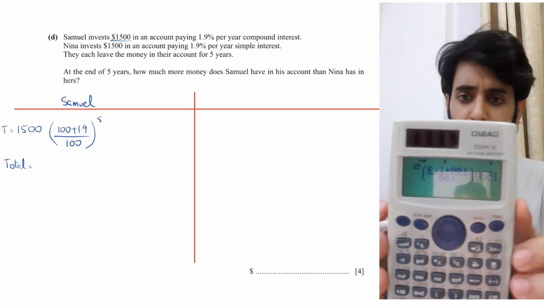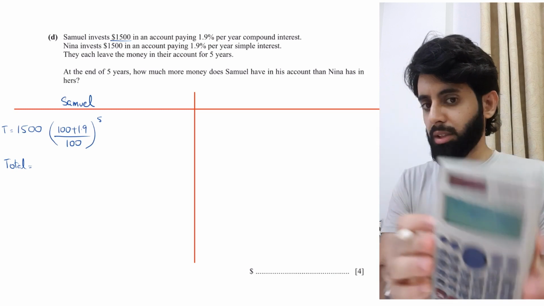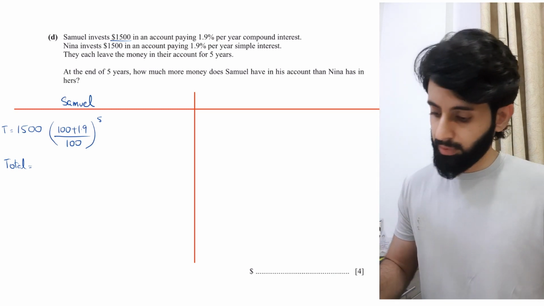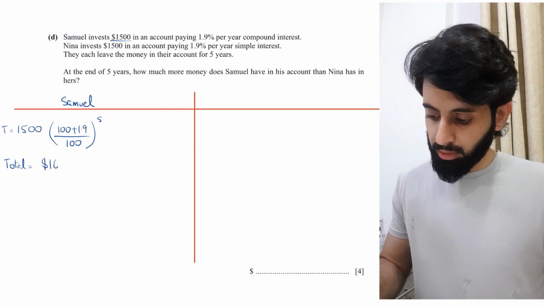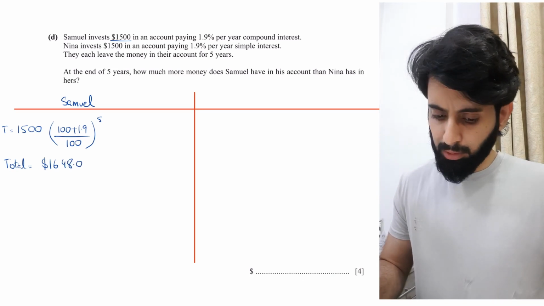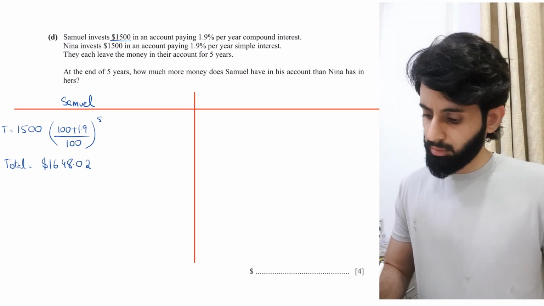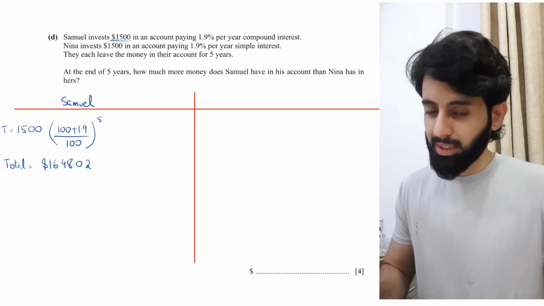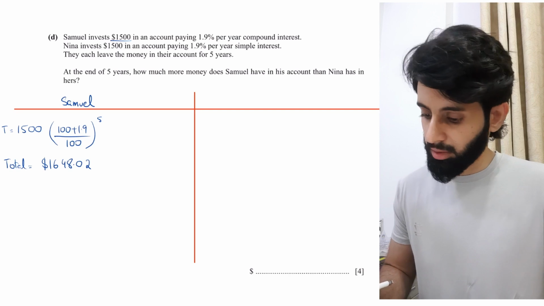I'll try and show you what I'm doing in my calculator. Hopefully you guys can see it. Yeah, so there you go. This gives me 1648.018. So let's just make it correct to the nearest cent, so 0.02. Cent basically means 2 decimal places, in case you guys didn't know that.